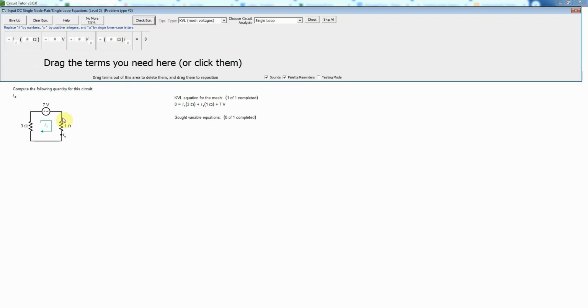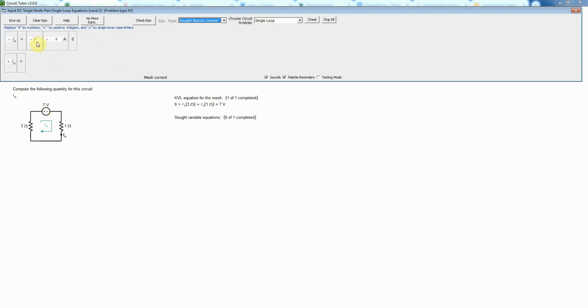Now I also need a sought variable equation, and I'm trying to calculate a current here, so I will select sought branch current. And my I0 here, I can express it right in terms of that I1. Notice it's going actually in the same direction. Both are clockwise, and so it's going to be a plus I1 here.